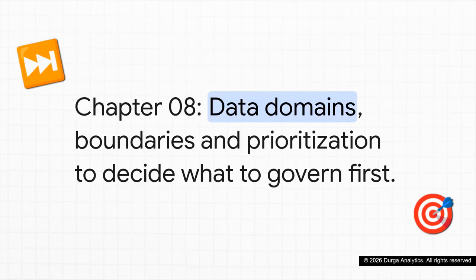Honestly, mastering your business case is the literal difference between a governance program that just exists on paper and one that actually transforms an enterprise. But now that you know how to get millions of dollars in funding, you've got a terrifying new problem on your hands. You cannot govern an entire global enterprise all at once. If you try to boil the ocean, you will fail. So where exactly do you draw the line? Well, that high-stakes decision brings us right into our next session, Chapter 08, Data Domains, Boundaries, and Prioritization.